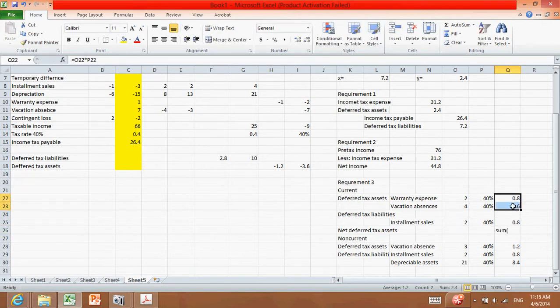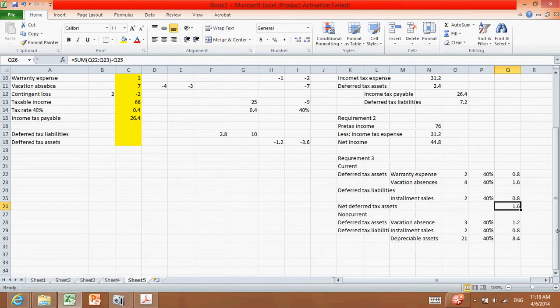For the non-current one, I also find a net value. Net deferred tax, I don't know if it's asset or liability depending on which one is higher. So this one will be calculated by total assets minus total liabilities. It's negative, meaning liability is higher. So I will turn it into tax liabilities.